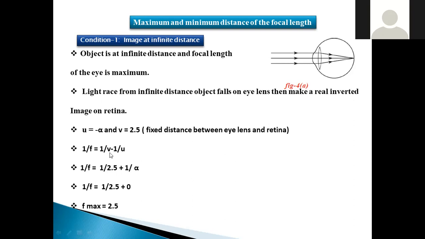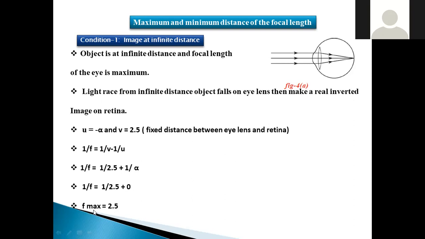So 1 by F is equal to, what is the V value? 2.5 plus 1 by U. The U value is infinity. Here we have a minus sign for infinity, and here also a minus sign is there. Minus into minus will become plus. That's why the value becomes 1 by F is equal to 1 by 2.5 plus 1 by infinity, right? Always 1 by infinity is taken as 0. That's why 1 by F is equal to 1 by 2.5. That is nothing but focal length maximum is equal to 2.5.